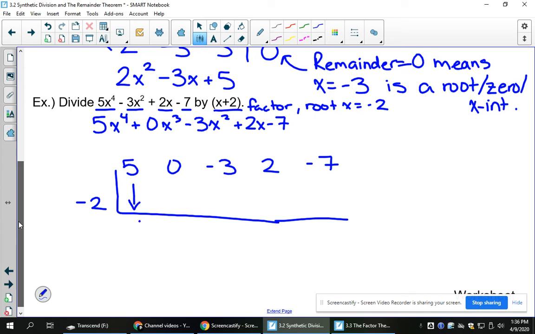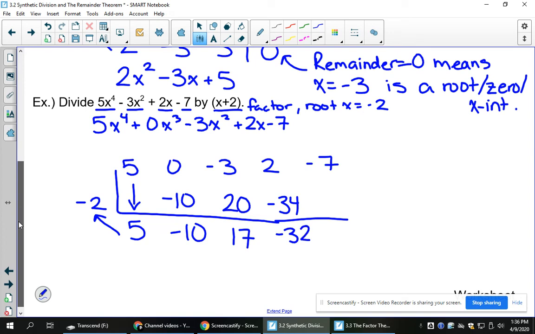Pull your first term down and go through your process of multiplying, writing the answer here, and adding vertically. Multiply, add vertically, multiply, add vertically, multiply, add vertically. You can draw this line to separate your remainder from the rest of your polynomial.